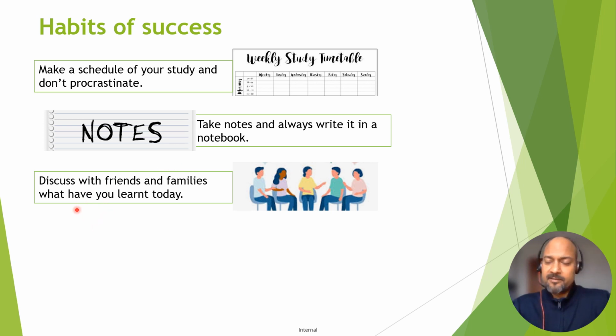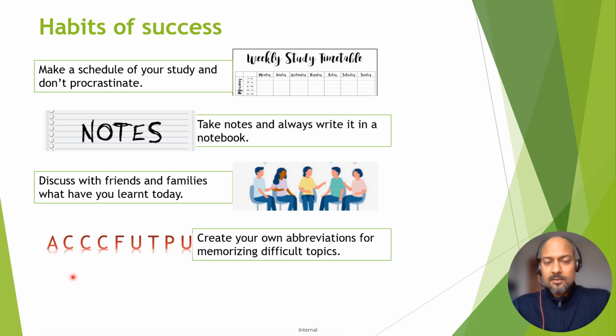Whenever you are done with any topic, if you find friends or family around you, you can always discuss it with them. That will help you memorize it and clear your understanding of it. Then create your own abbreviations for memorizing difficult topics. For example, there are the attributes for verification requirements. You cannot memorize those attributes one by one, but if you have an acronym, which is atomic, consistent, complete, in this way you can memorize.